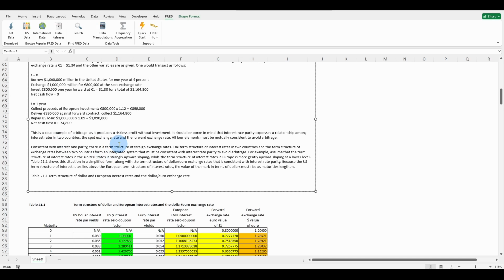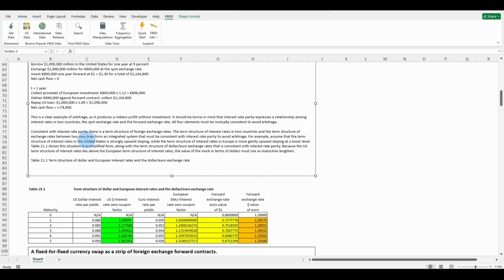It should be borne in mind that interest rate parity expresses a relationship among interest rates in two countries, the spot exchange rate and the forward exchange rate. All four elements must be mutually consistent to avoid arbitrage. Consistent with interest rate parity, there is a term structure of foreign exchange rates. The term structure of interest rates in two countries and the term structure of exchange rates between two countries form an integrated system that must be consistent with interest rate parity to avoid arbitrage.